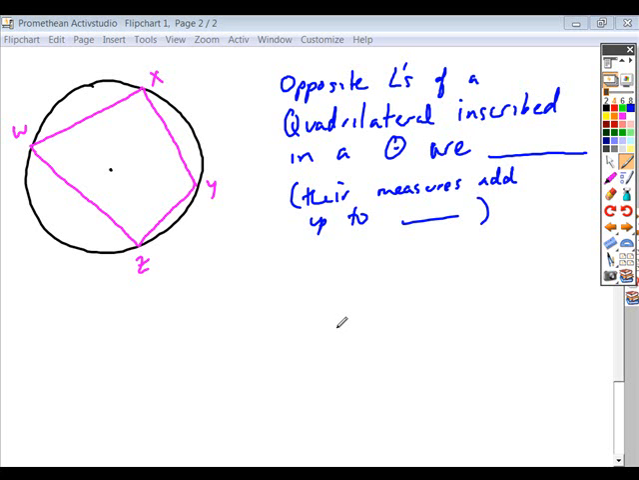Right, when you take a look at these opposite angles in a quadrilateral, you are going to find that they add up to 180, which means, if they add up to 180, what term would refer to that? They're supplementary.